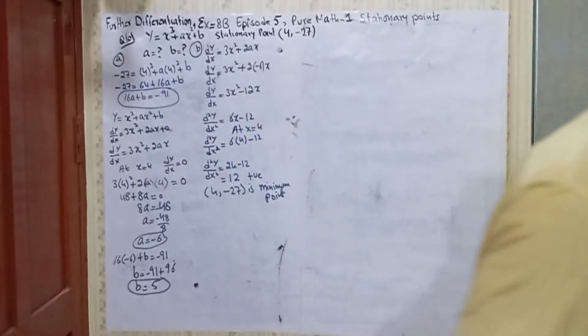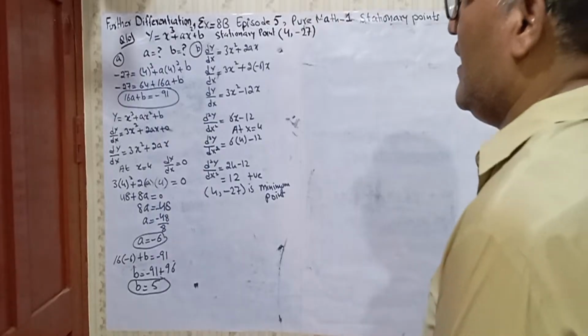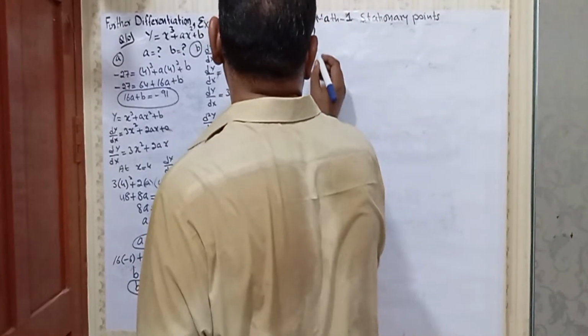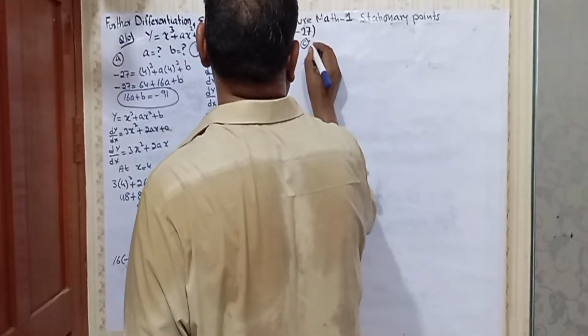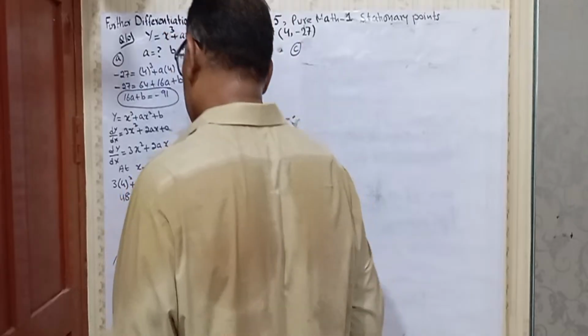Then we have part c also in question number 10. He says find the coordinates of the other stationary point on the curve and determine the nature of this stationary point. Okay, now I have to find out the other stationary point. This is the c part, and now I'm going to work on it.